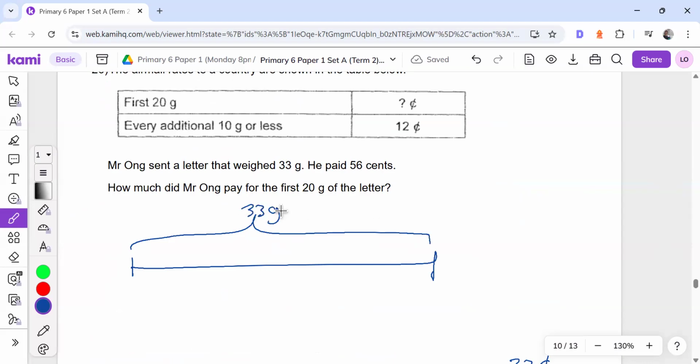Okay, and then he paid 56 cents. So I just put below 56 cents for the parcel. So how much did he pay for the first 20 gram? So you cut the first 20. And how much is the first 20? Don't know, right? Don't know.